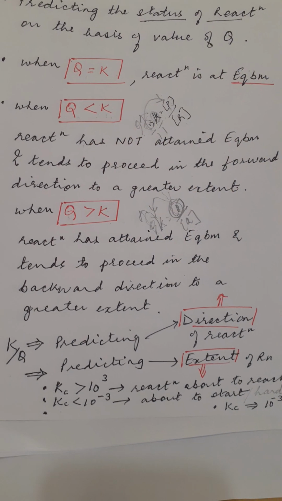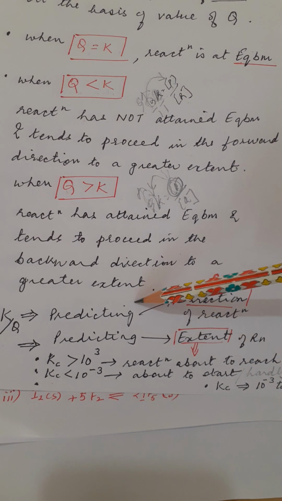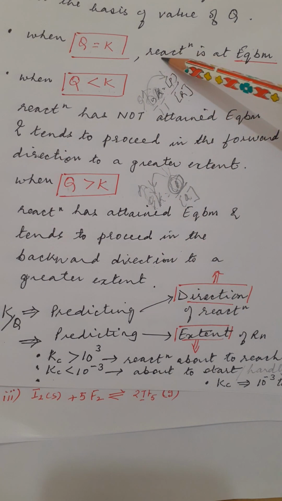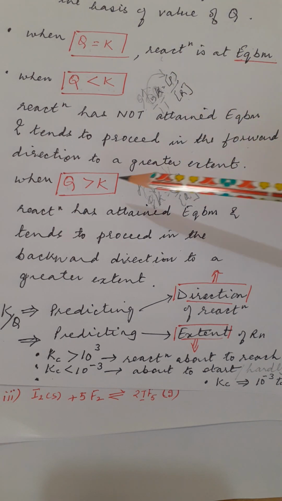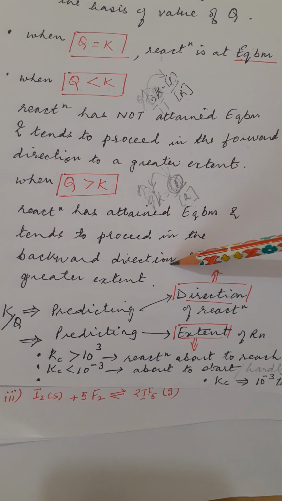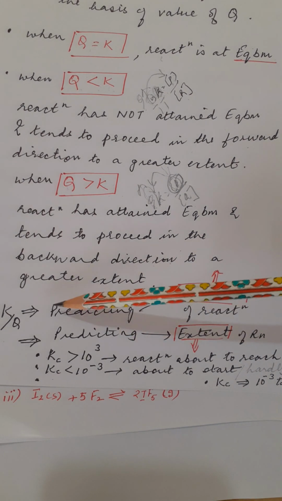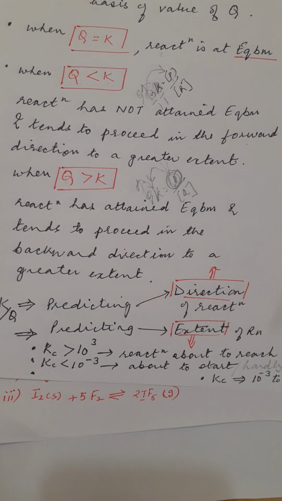Another aspect, one more application of the value of K, is in predicting the direction of reaction, which we have just done: whether the rate of forward is equal to the rate of backward reaction, whether the reaction is moving in the forward direction to a greater extent, or under this situation moving to a greater extent in the backward direction. Another aspect of understanding the value of K is predicting the extent to which the reaction has occurred.